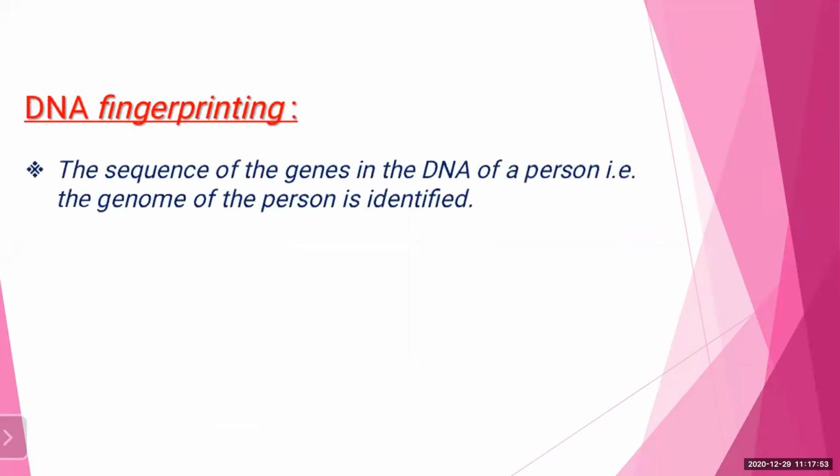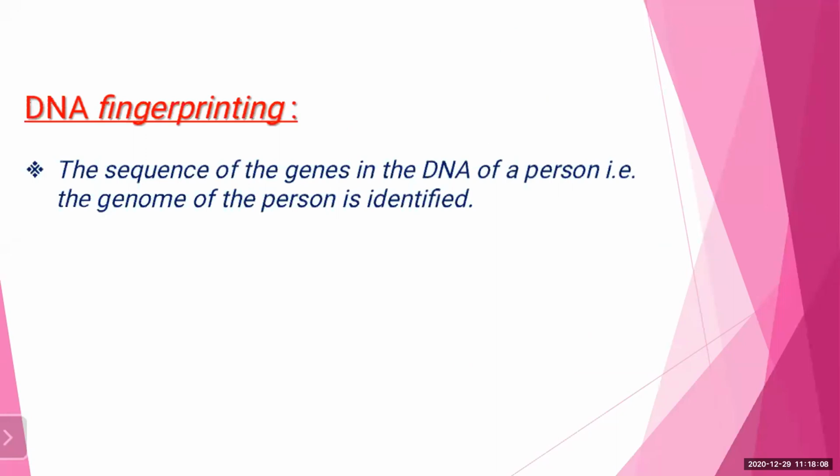So the next is DNA fingerprinting. Now this is also one use of the findings of DNA. The sequence of the genes in the DNA of a person, that is the genome of the person, is identified. You know, this sequencing of genes on the DNA is very specific. It is specific for a specific person.